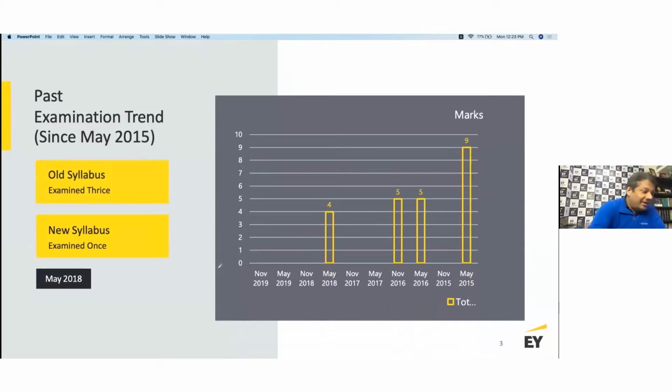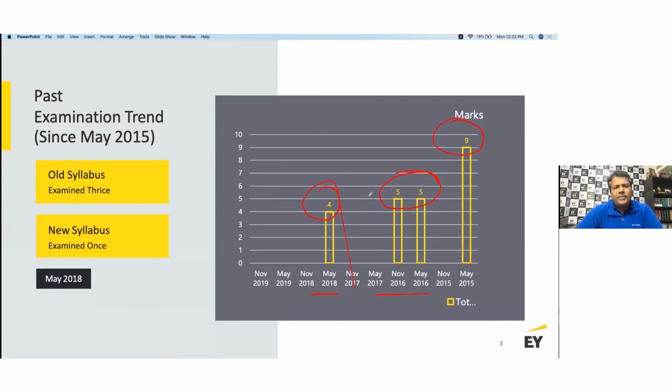May 2015, 9 marks, right? But over the last several examination trends, what we see is that the topic is losing its importance. And it's just like 4 to 5 marks that is being covered. As I said, it's not a complex topic, so it's good for you to clear the concepts and the principle, and that should be good enough for you to get these 4 to 5 marks if inventory as a topic is being picked up.